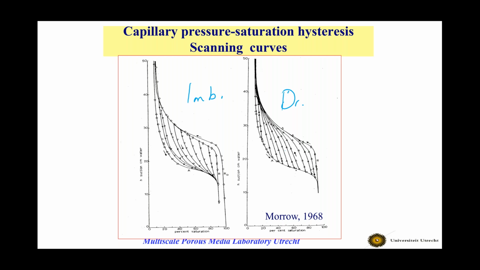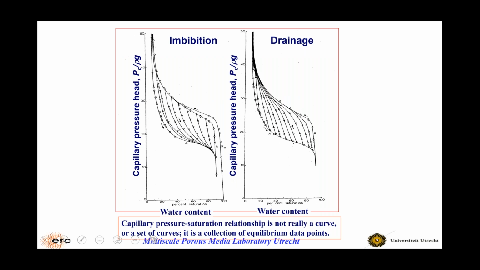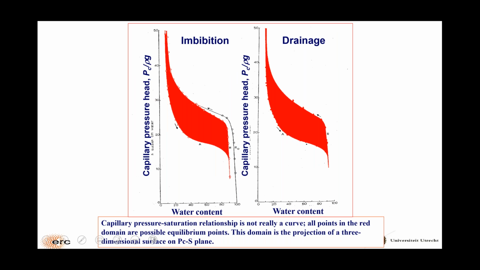What I actually want to say is that we don't have just a number of curves here. We have a lot of equilibrium data points, because these are all equilibrium values. So it's not just those curves. Actually, you can fill up that whole space with equilibrium points between Pn minus Pw, or capillary pressure, and saturation.